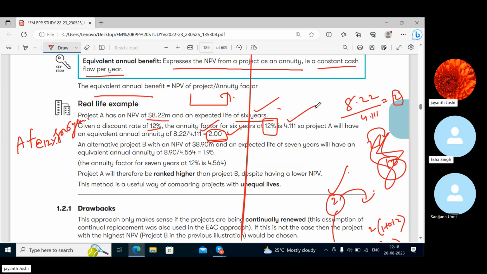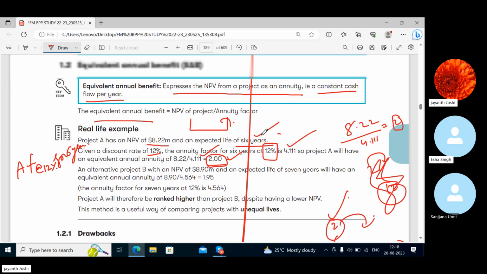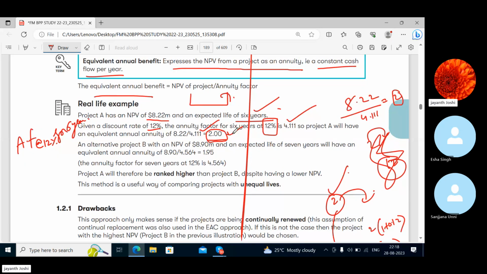Yeah, but that is just an explanation. What we want is, we are showing NPV as a cash flow. So this was for project A, whose NPV was this, and annual cash flow it is giving us 2. Now consider an alternative project B, which has an NPV of 8.90 and an expected life of 7 years. You divide this NPV by the annuity factor, and you get 1.95, because the annuity factor for 12% for 7 years is 4.564. So which project is better? The A one, right? Because it's giving you more cash flow.